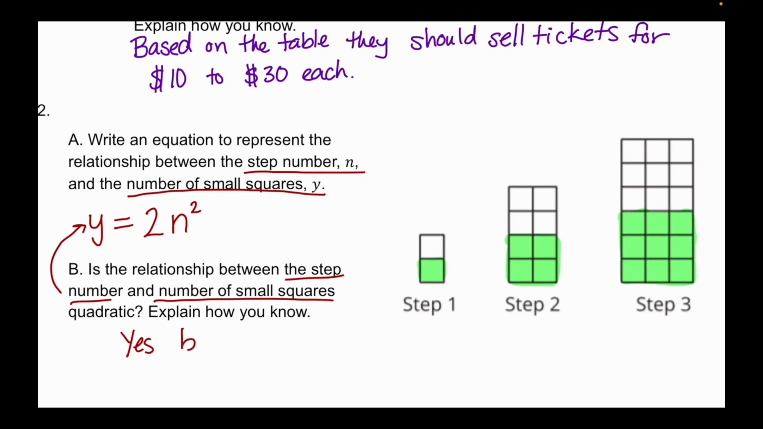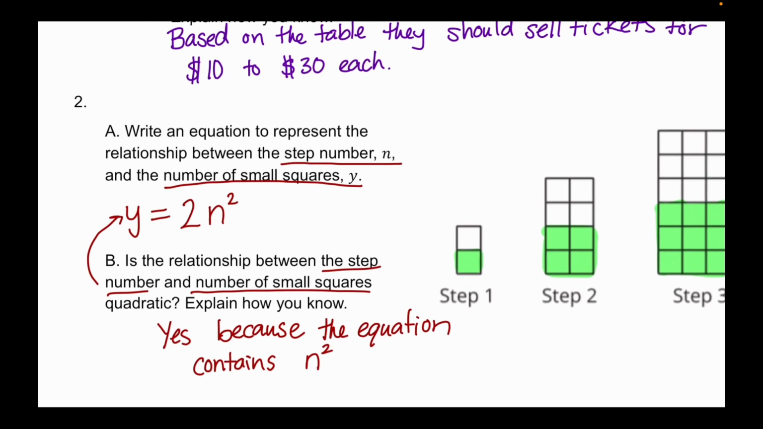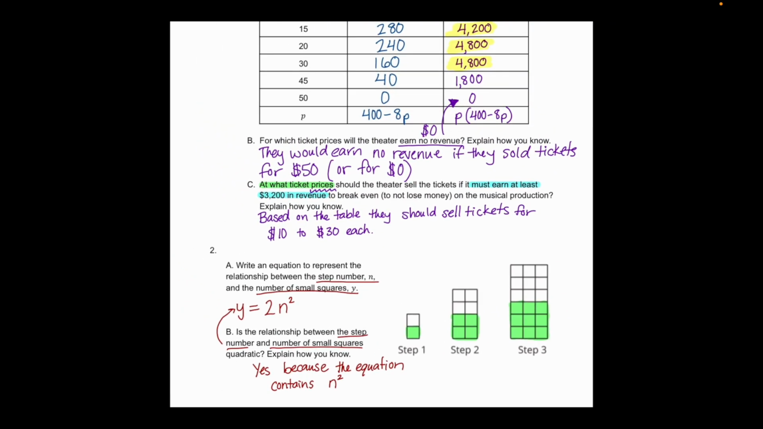Yes, because, and instead of using the picture as my guide here, I'm actually just going to refer to the equation that I wrote. And I'm going to say yes because the equation contains n squared. And as long as it has n squared in it, that means that it is quadratic. And that's it for question 2.